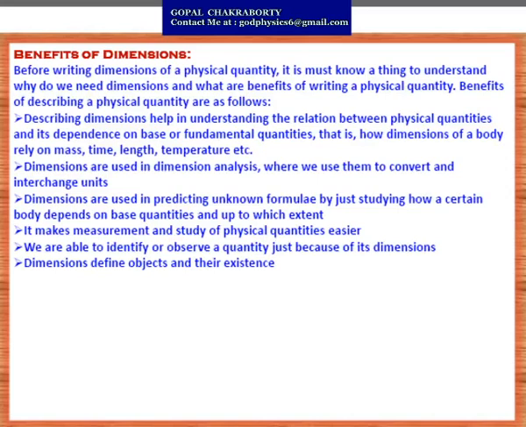Dimensions are used in dimensional analysis, where we use them to convert and interchange units. Dimensions are used in predicting an unknown formula by just studying how a certain body depends on base quantities and to which extent. It makes measurement and study of physical quantities easier. We are able to identify or observe a quantity because of its dimension. And lastly, dimensions define objects and their existence.